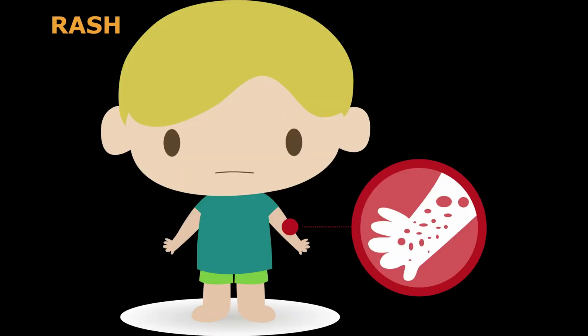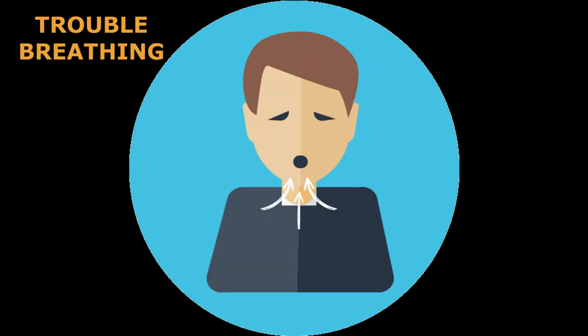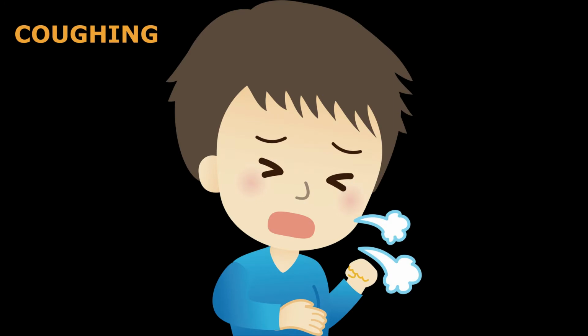We also have rash. We can have trouble breathing, difficulty breathing. You see that the child is taking shallow breaths, or it's difficult for the child to breathe. They are breathing with their mouth. The next one you can find is coughing, because the airways are irritated, especially when you have inhaled poison. And then we have drooling. Drooling can appear also in seizures.